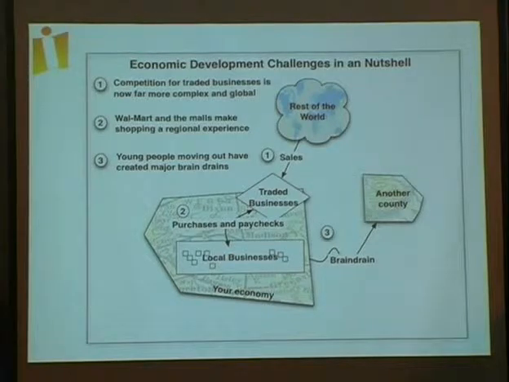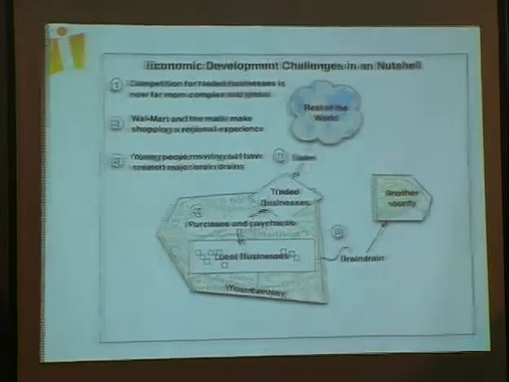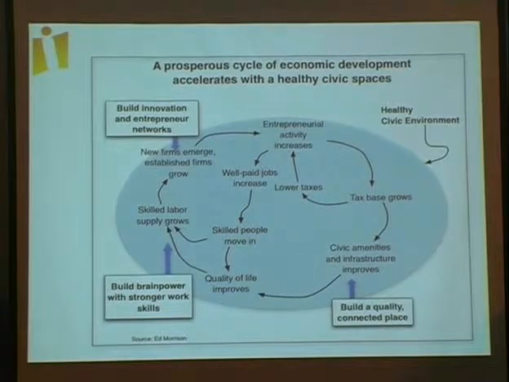It's become tough to do that simply because competition for traded businesses, these sophisticated businesses, is becoming more complex. Walmarts are sapping the energy out of our downtowns, and young people are obviously moving away. If you look at a cycle of business development, this is an accelerating cycle of prosperity in regions like Austin and like Research Triangle and like Silicon Valley.